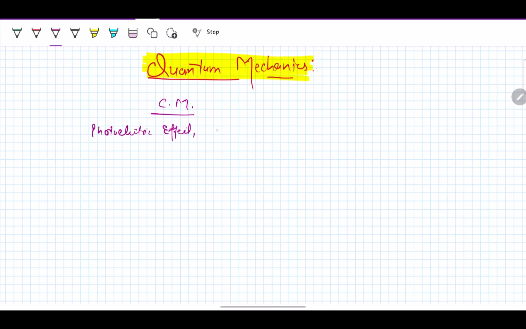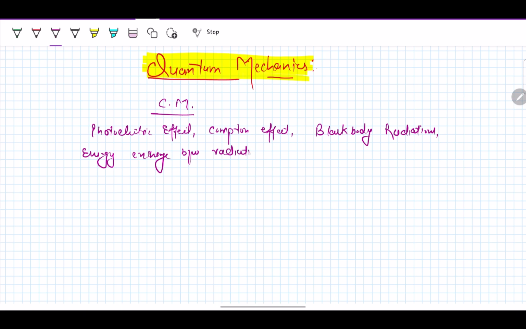photoelectric effect, Compton effect, black body radiations, also energy exchange between radiation and matter. Okay, so such kind of phenomena cannot be explained by using classical results or classical approach. So it means we need another kind of approach.